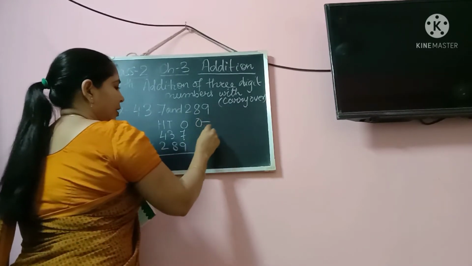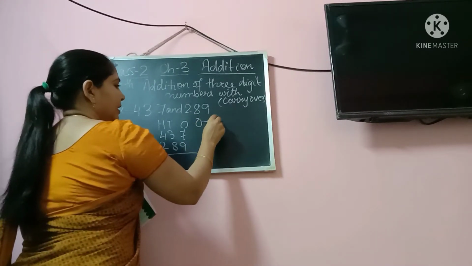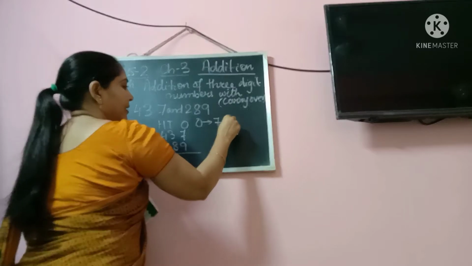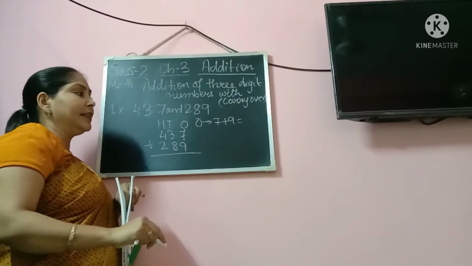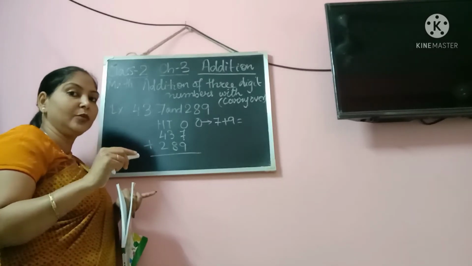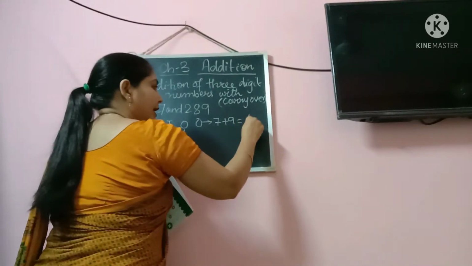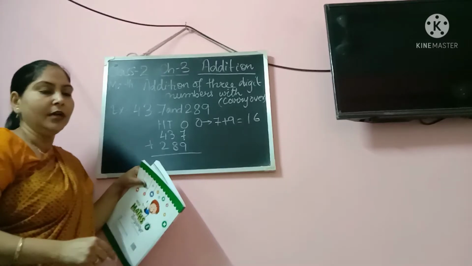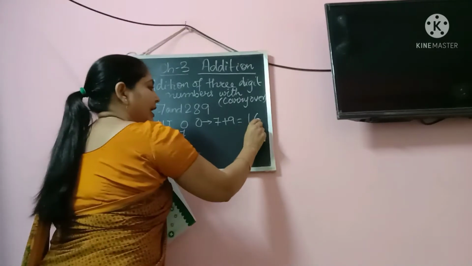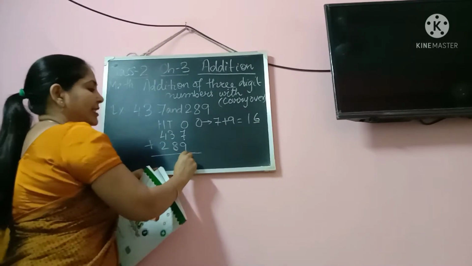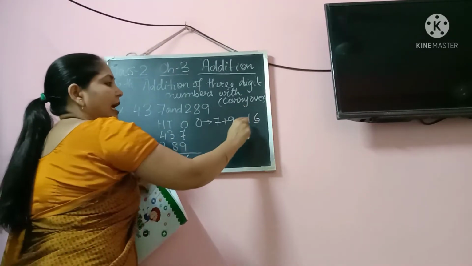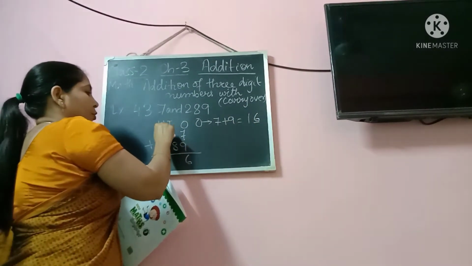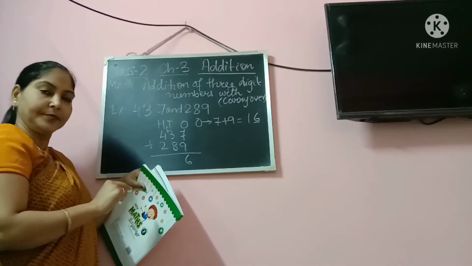In the ones place, what are the digits? The digits are 7 plus 9. When you add 7 plus 9, you will find that 7 plus 9 is equal to 16. Again 16 is a two-digit number. What am I going to do? I will write this ones place digit under the ones place, and this 1 will be carried to the tens.